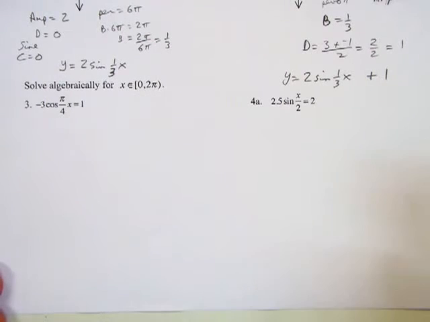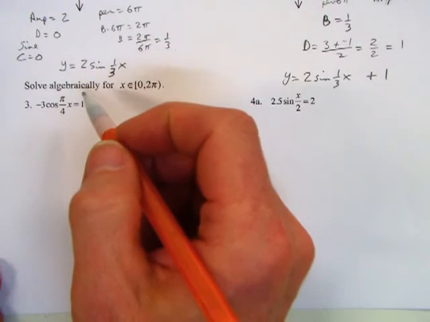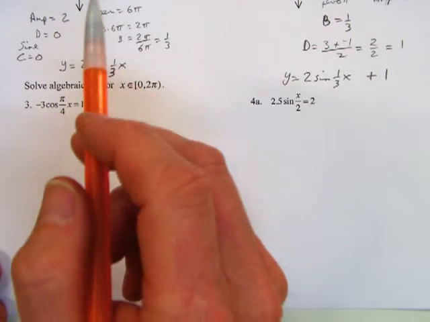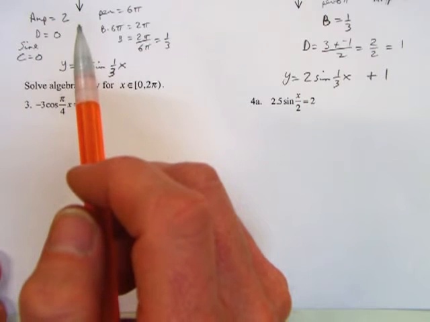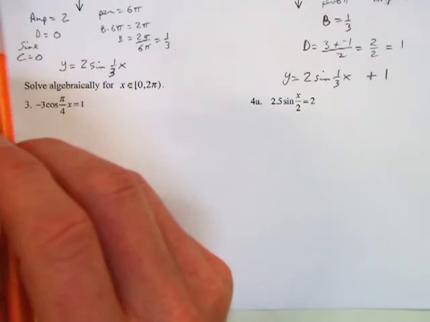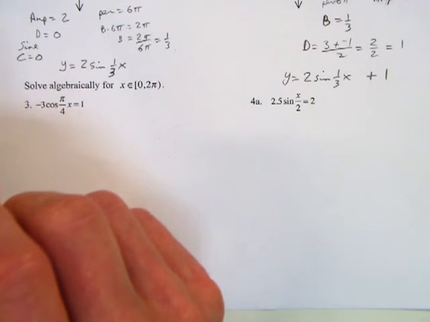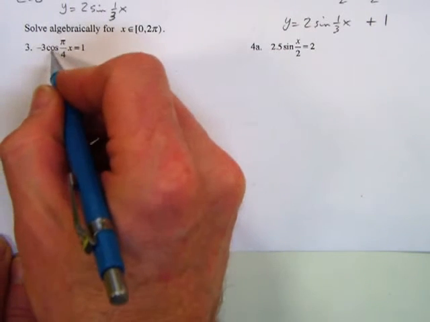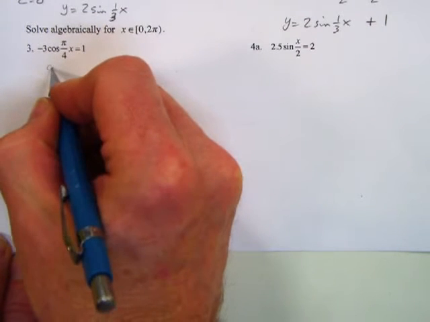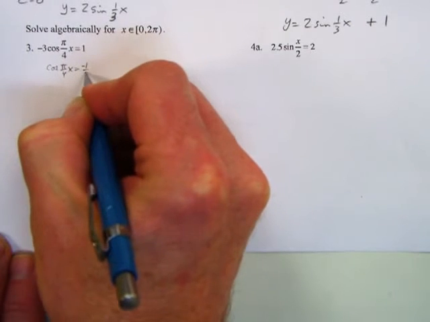Here's a couple practice problems for solving, similar to what we did in problem number 1. In fact, what I want you to do right now is go back to the top of the page and circle number 1 and say, important, know this problem. So just like in problem number 1, we're going to take this and isolate the trig function. So we have cosine of pi over 4x equals -1/3.